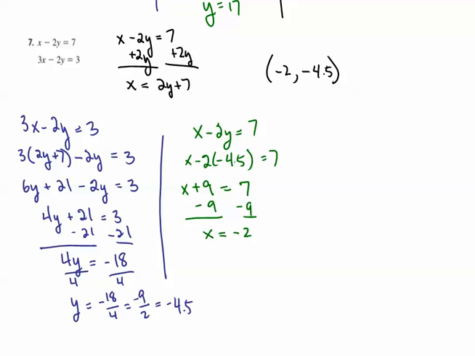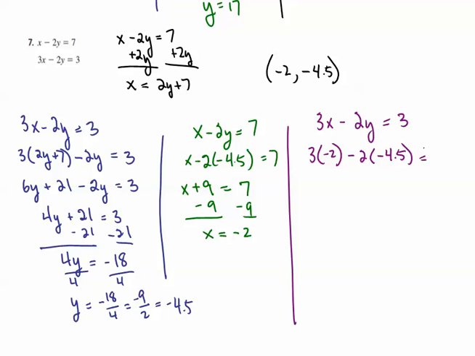I just have to do a test. I've used the first equation, the second, then the first again. Now I'm going to use 3x minus 2y equals 3. 3 times negative 2 minus 2 times negative 4.5 equals 3. 3 times negative 2 is negative 6. Negative 2 times negative 4.5 is positive 9. Negative 6 plus 9 is 3, and that checks, so my ordered pair solution is indeed negative 2 comma negative 4.5.